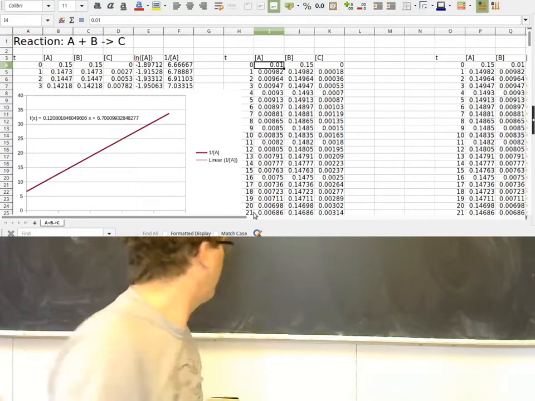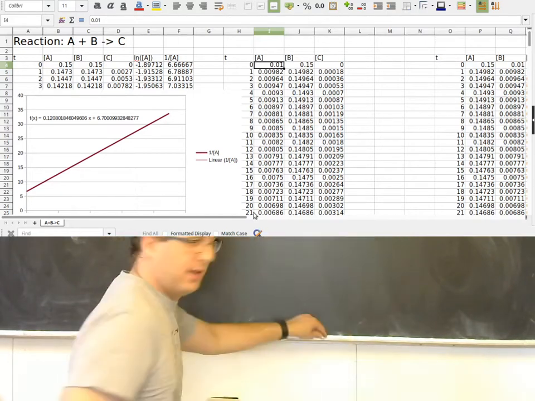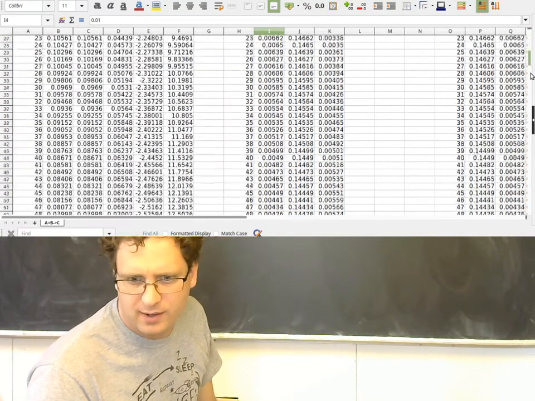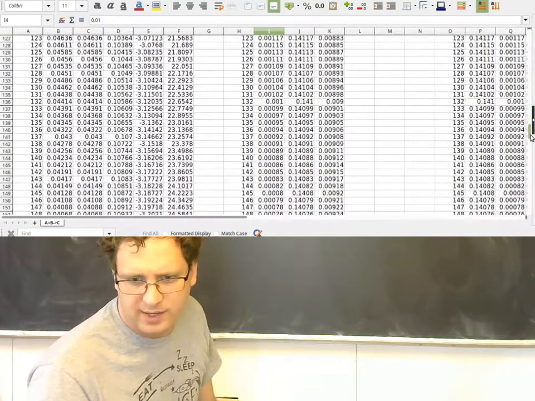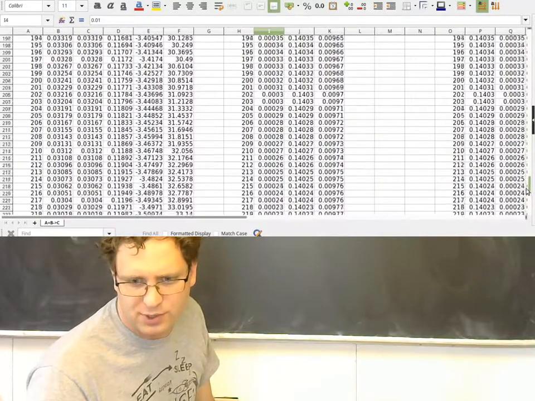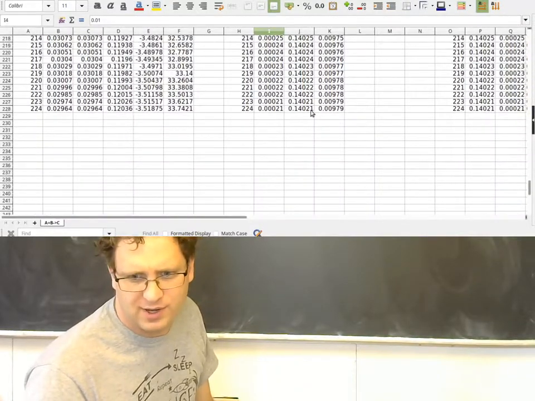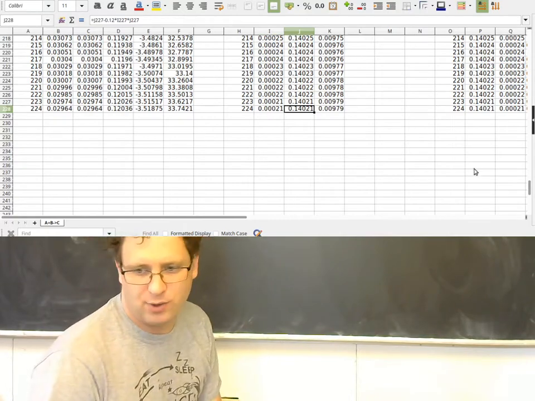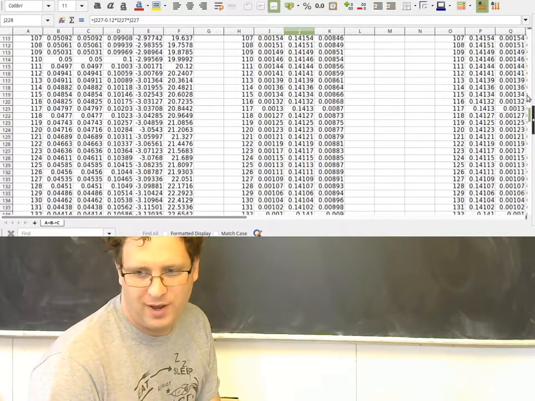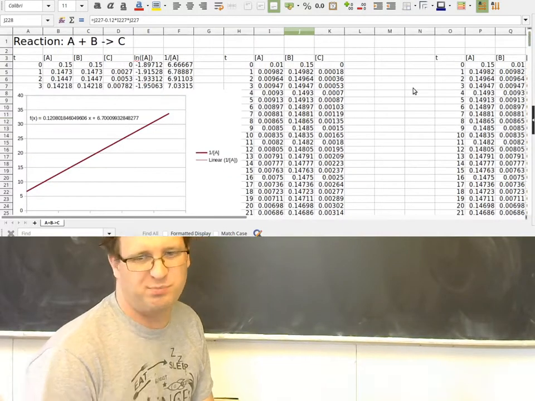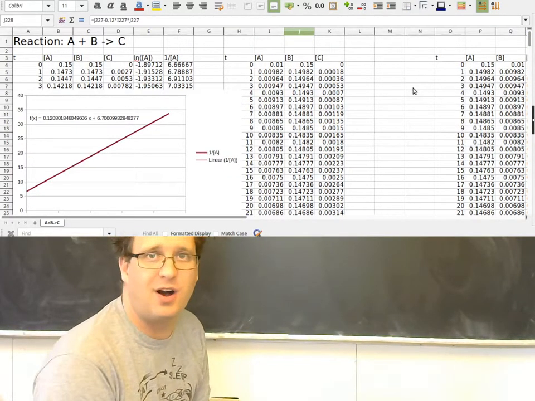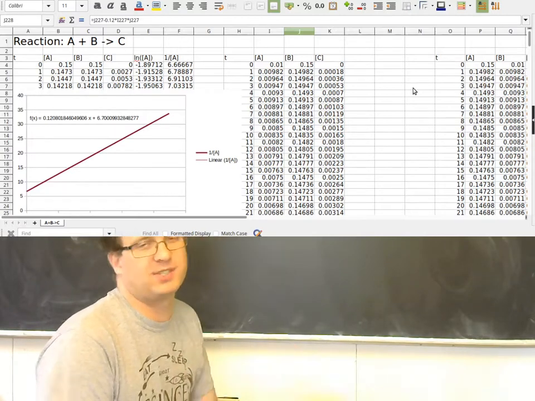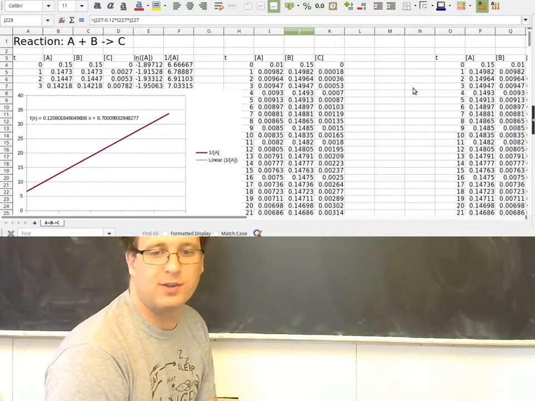And what that means is that if we scroll down to the end here, even as the concentration of A is approaching 0, you'll notice the concentration of B went from 0.15 to 0.14. That means that the concentration of B remains pretty much constant over the course of the reaction. It's not technically precisely constant, but it's really close.